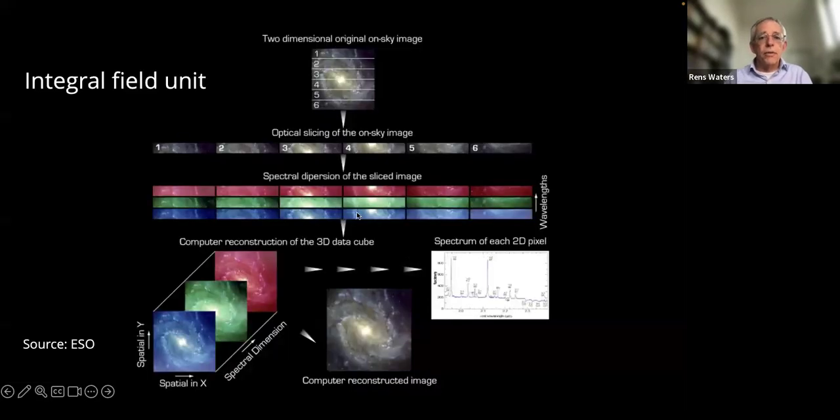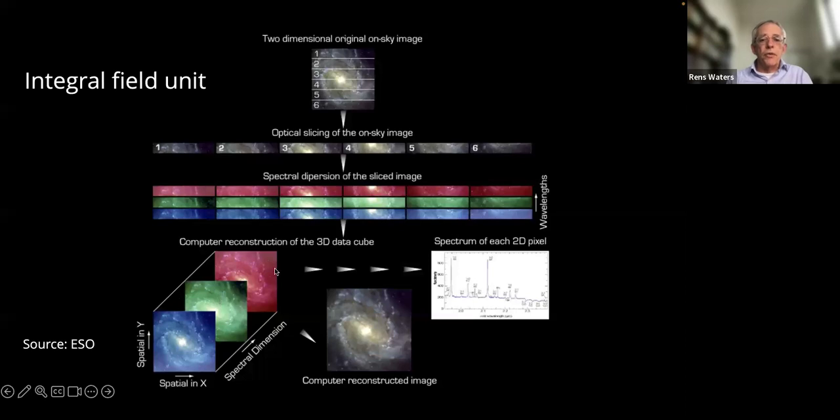One very nice thing about several of the instruments on board of Webb is they have an integral field unit. And what does an integral field unit do? It just slices up the images into spatial slices, and per slice puts it through a spectrograph. So it makes a spectral dispersion of the sliced image, and then puts it on the detector array, a two-dimensional array, and then with data reduction techniques, you can then reconstruct what the image must have looked like as a function of wavelength.